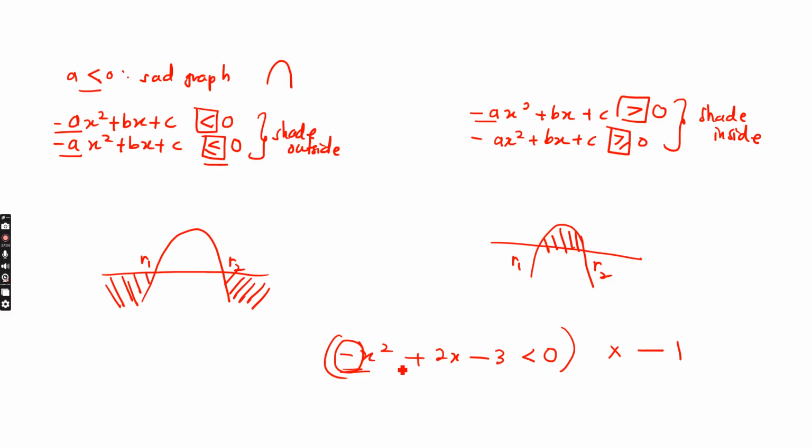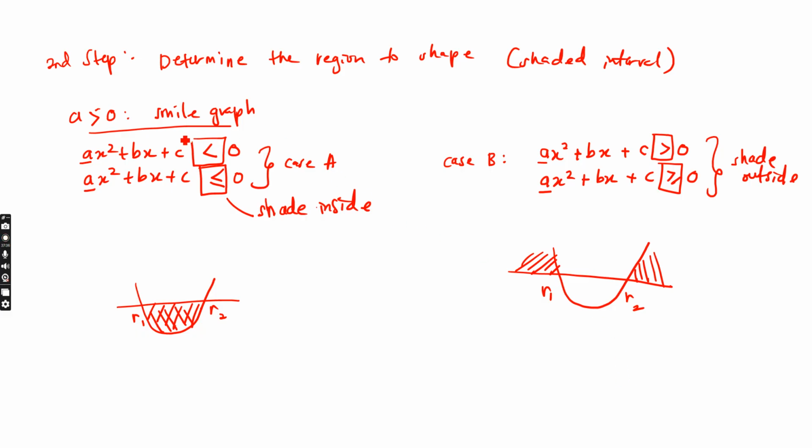So negative x squared, you multiply with negative 1, you get x squared. And then here negative 2x plus 3. And then the sign here, since we multiply with negative 1, we need to change the sign. So less than becomes greater than. Just change the sign. Okay, now up until here you factorize, and then to shade the interval region, you can use the smile graph method.